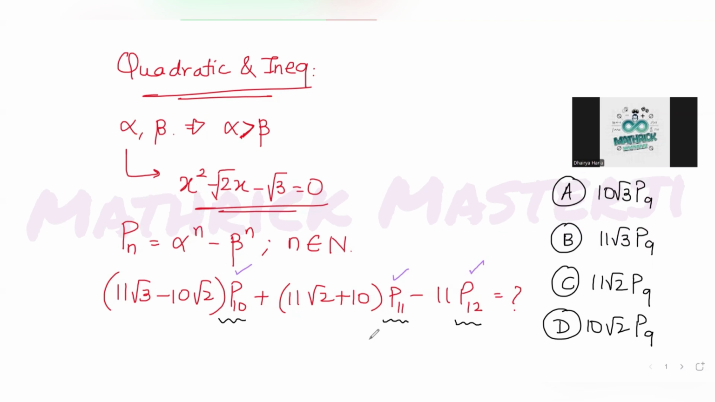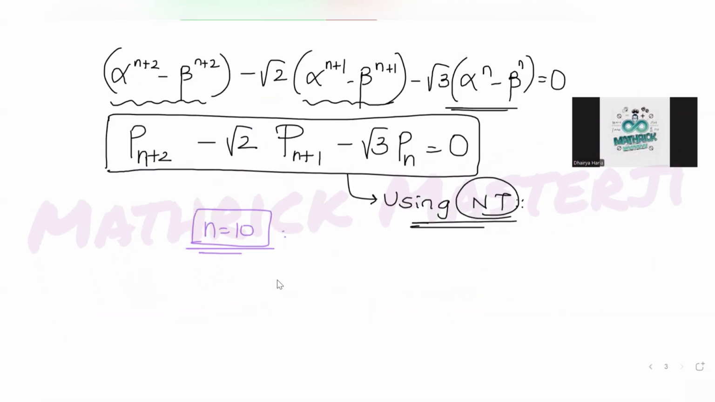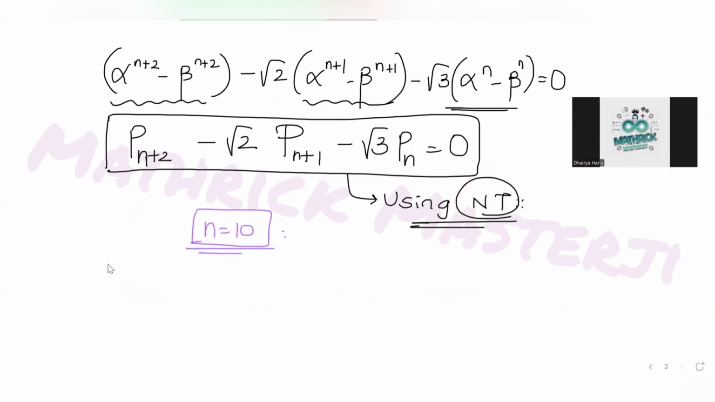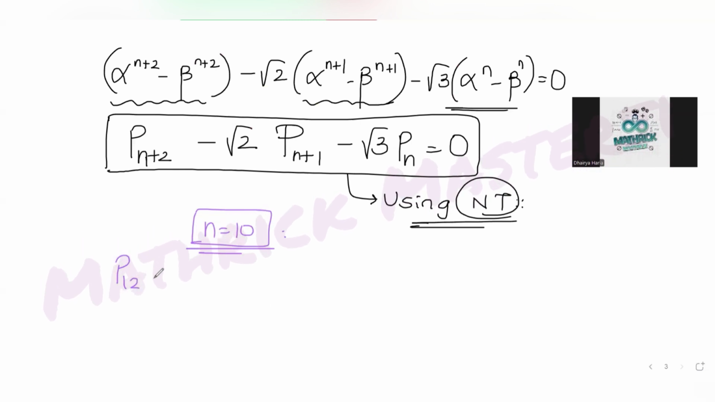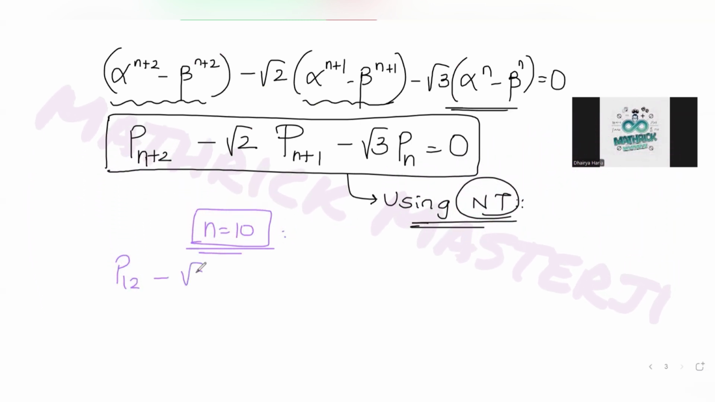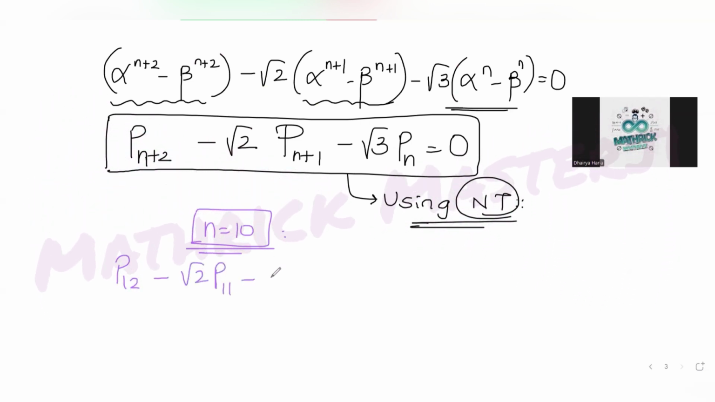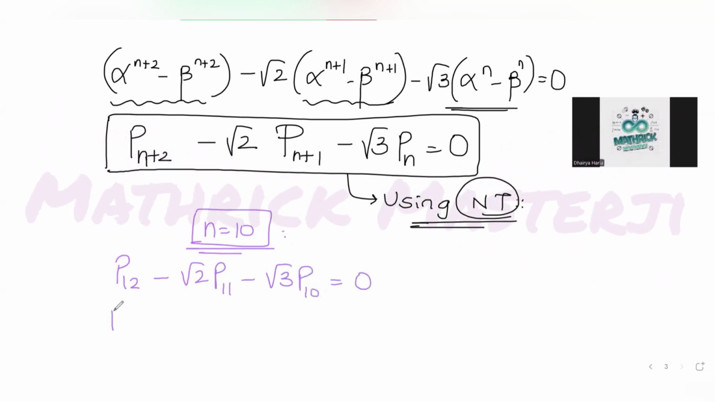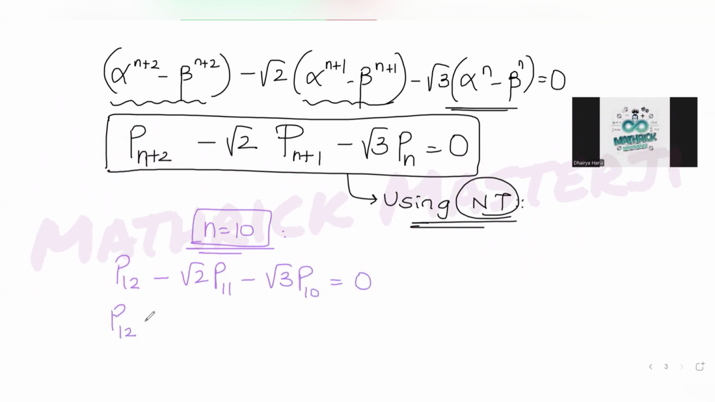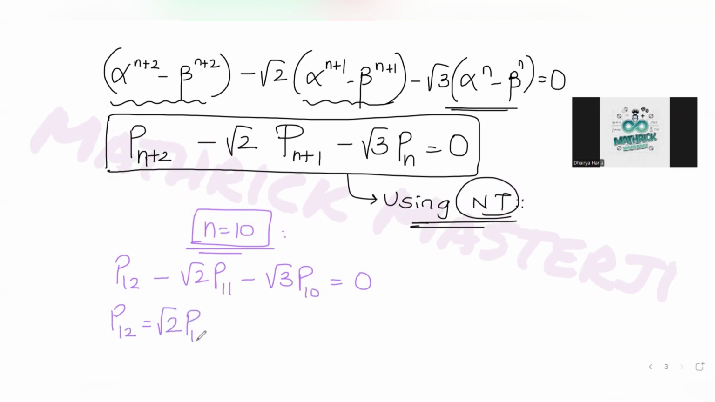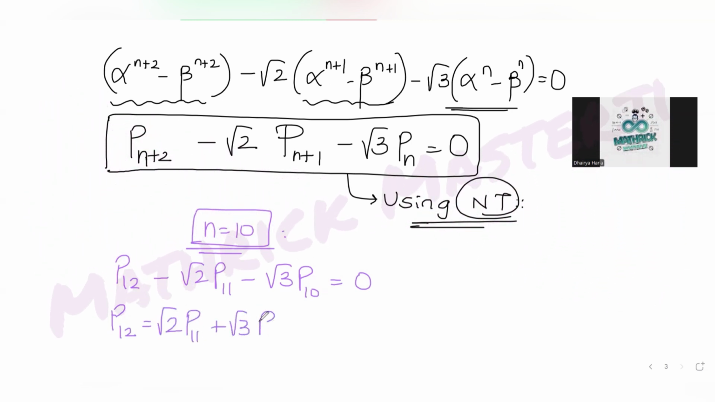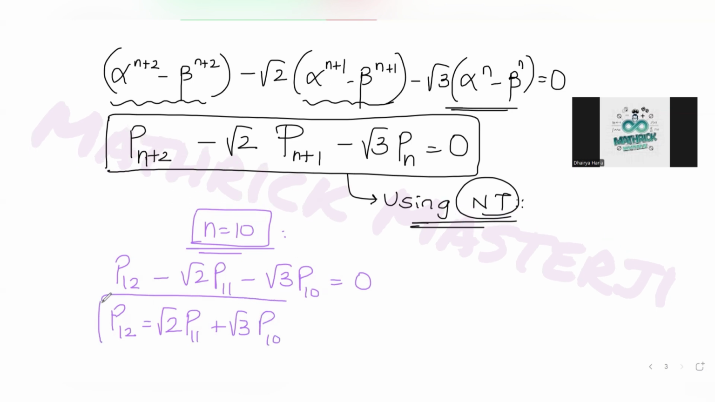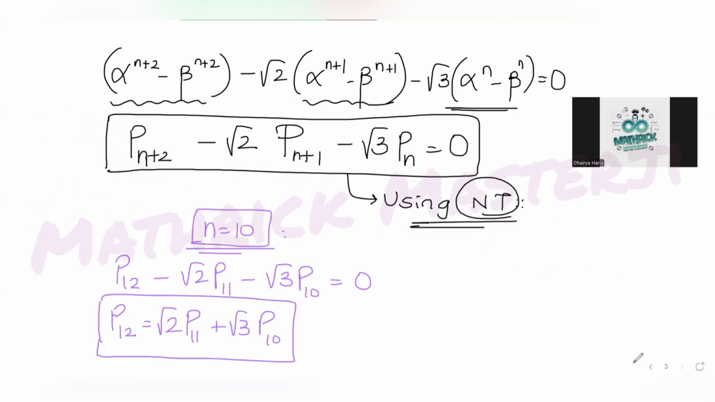So I'm putting n as 10 first of all. Let's see what I get. I get here P12 already. I get root 2 times P11 minus root 3 times P10. So from here, I get a relation that P12 I can write as root 2 times P11 plus root 3 times P10. So I have P12 in terms of P11 and P10.